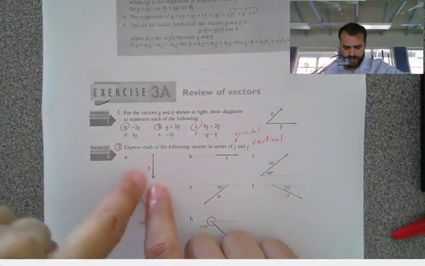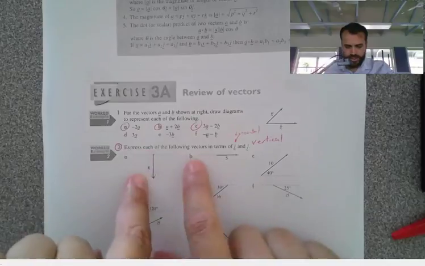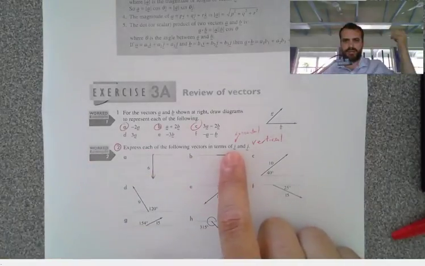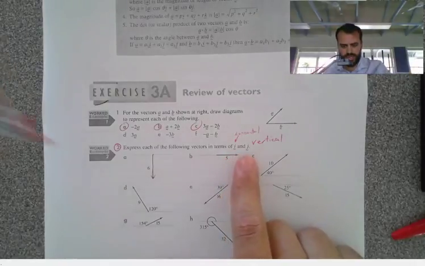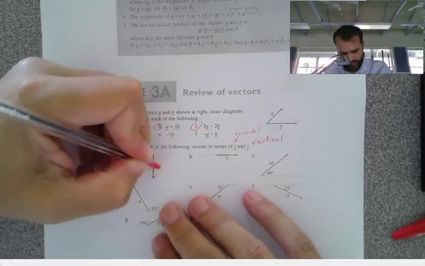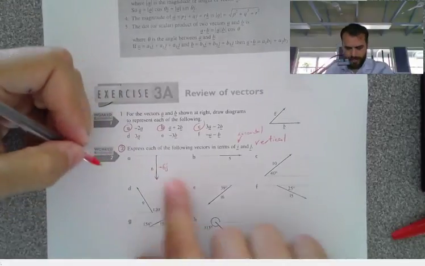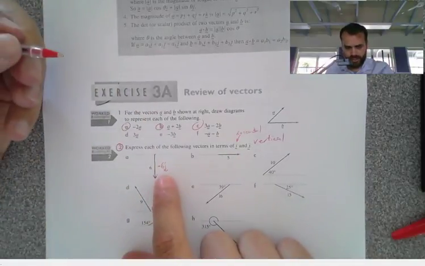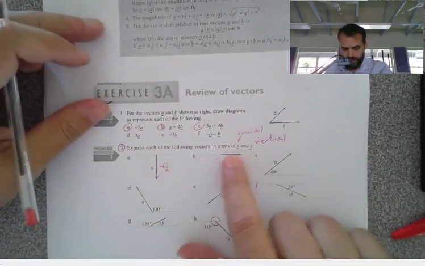If I want to express this vector in terms of i and j, there is no i component. It's not moving left or right at all. It's just moving straight down. So it's just got a j component, and that j component is negative 6j. This one, make sure you put your little hat under your j's. I'm going to forget that all the time.